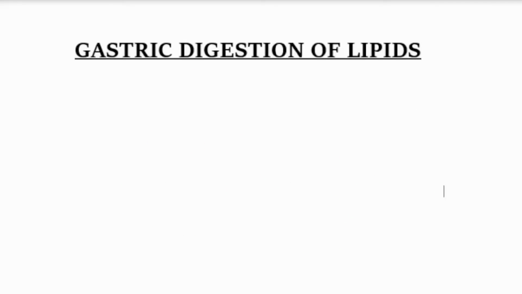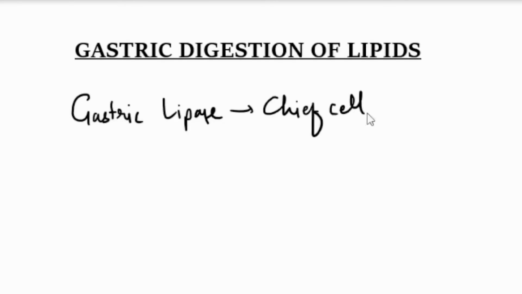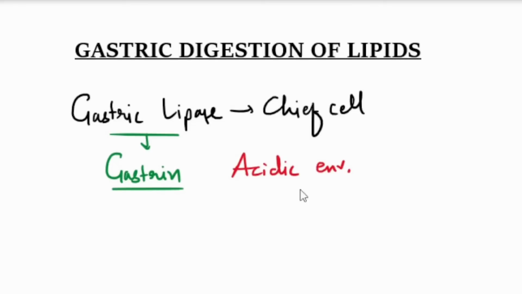Next is gastric digestion of lipids. Gastric lipase, produced by the chief cell within the fundus of the stomach, initiates the hydrolysis of triglycerides. Secretion is stimulated by gastrin. Its digestive capacity is limited due to the acidic environment of the stomach. As a result, only approximately 30% of lipid digestion occurs. The majority of lipid breakdown and absorption takes place in the small intestine.